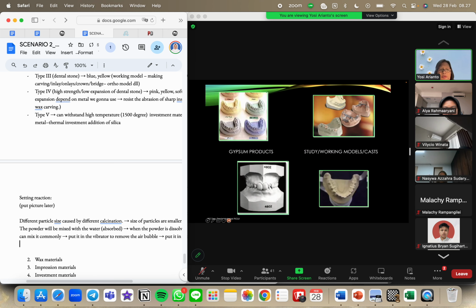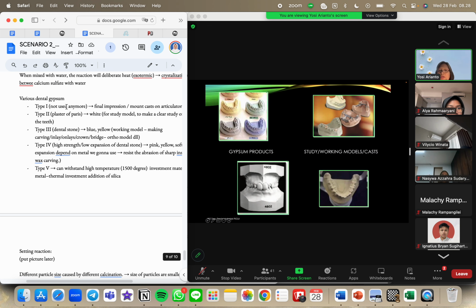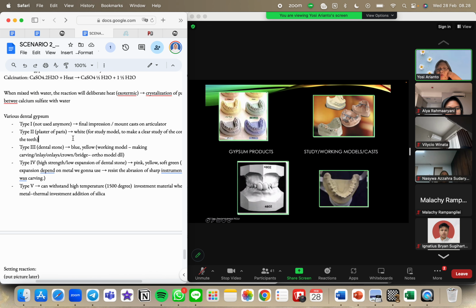So these are the gypsum products. You can see here, this is the plaster of Paris, the white one, and usually they have a base here. It is used to study the occlusion and the condition of all the teeth, and usually this is the orthodontic study model. The dental stone like this is usually used for casting.